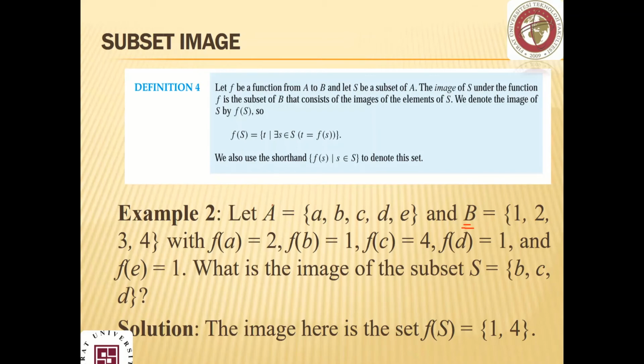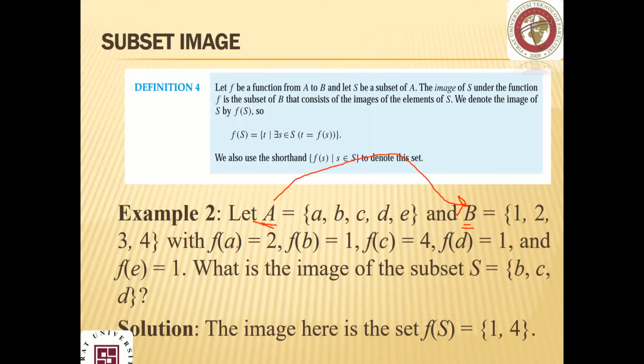Now think about this example. Without going through the definition, let me just go to the example. The idea would be clear to you. Let A equal the set {a, b, c, d}, and B the set {1, 2, 3, 4}. And we have a function from A to B here. Function from A to B means a function from A as a set to B as a set.